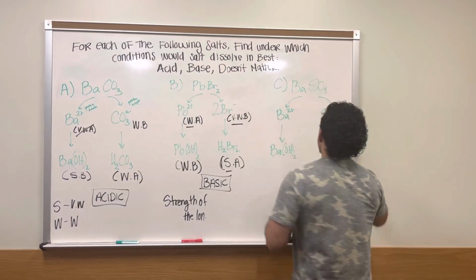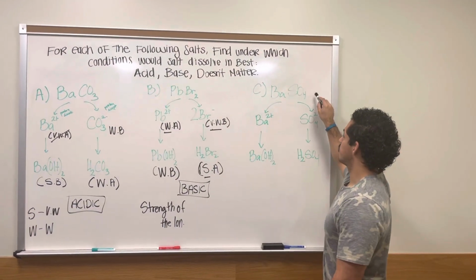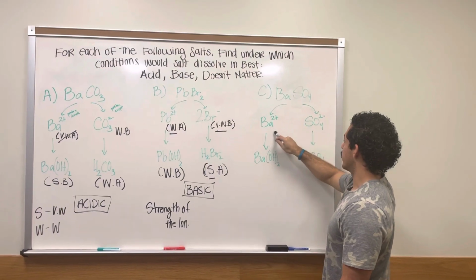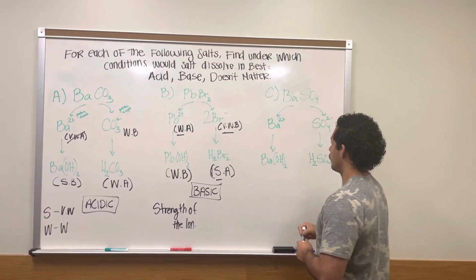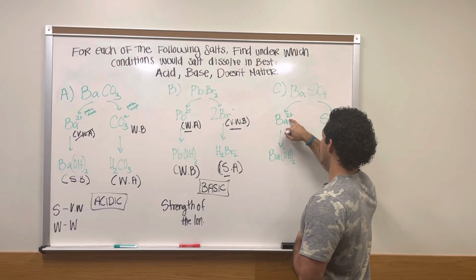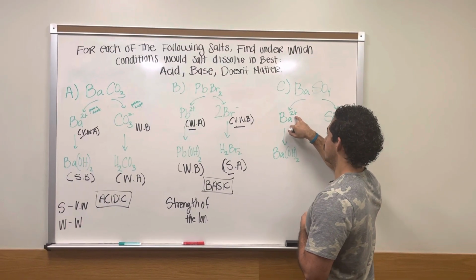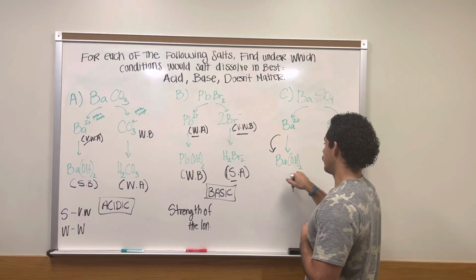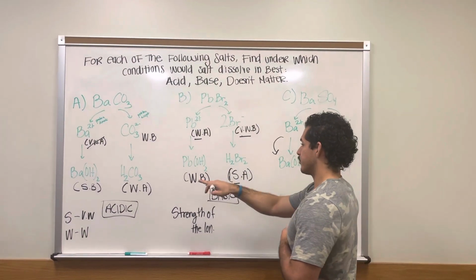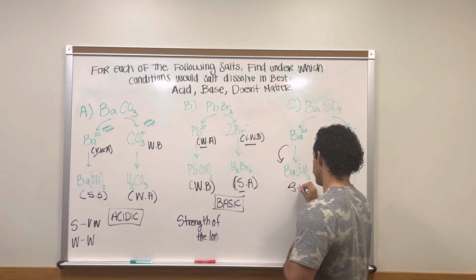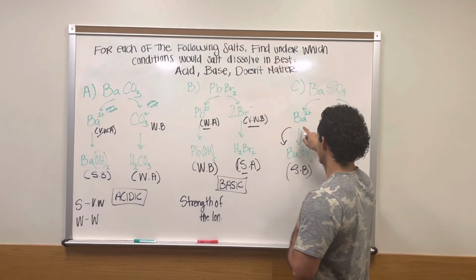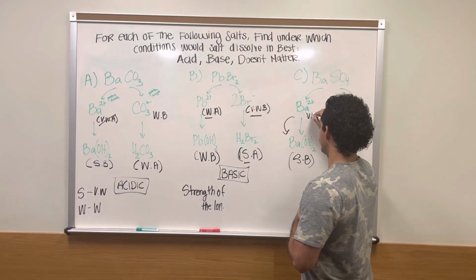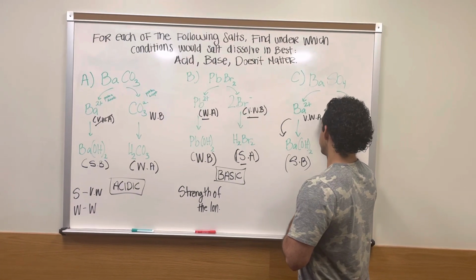Finally, on the last one, we have barium sulfate. Barium sulfate splits up into its two ions, barium and sulfate. Here we see that barium has protons to donate, so its conjugate pair is barium hydroxide. As we've seen in the first one, barium hydroxide is a strong base, meaning that this barium ion is going to be a very weak acid.